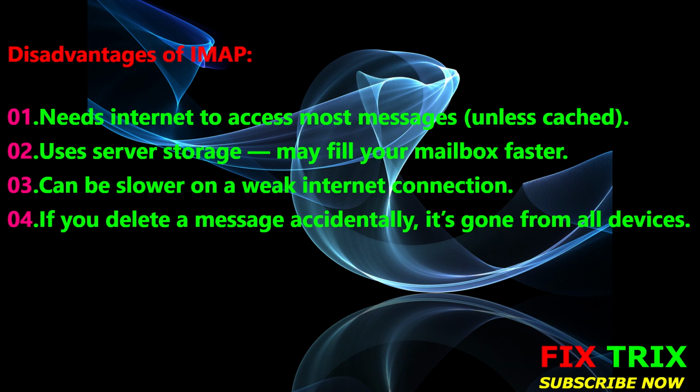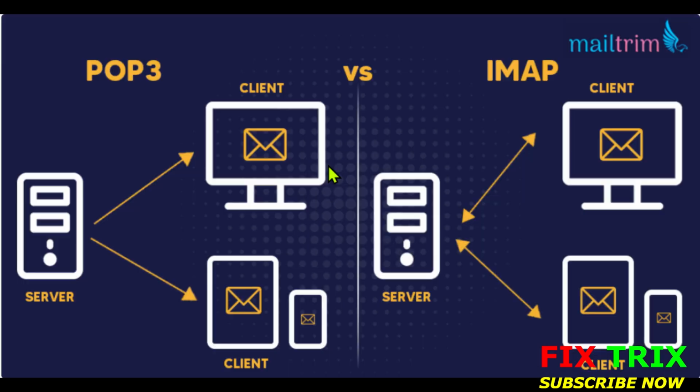Disadvantages of IMAP: need internet to access most messages, unless cached. Server storage may fill your mailbox faster, and it can be slow on a weak internet connection. If you delete a message accidentally, it's gone from all devices. So basically POP3 pulls everything to your computer. IMAP just mirrors what's on the server. If you delete something with IMAP, it deletes everywhere because Outlook is just showing what's on the server.